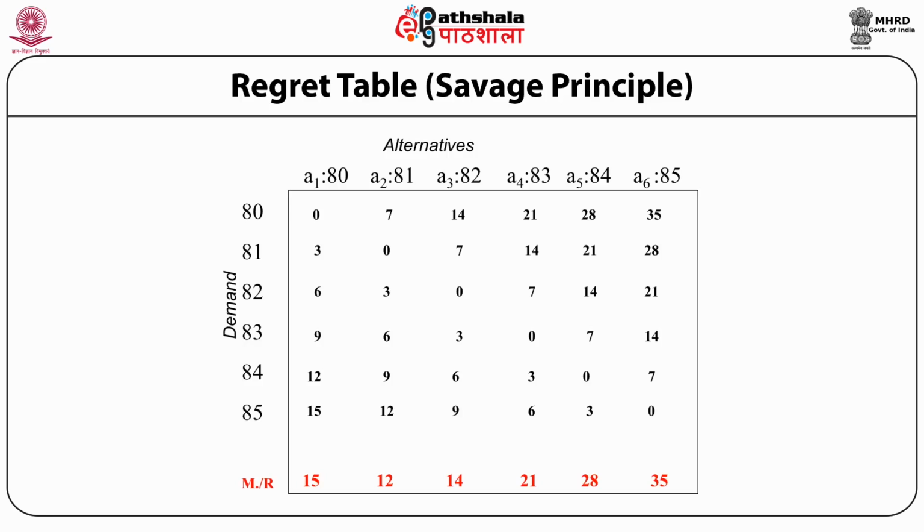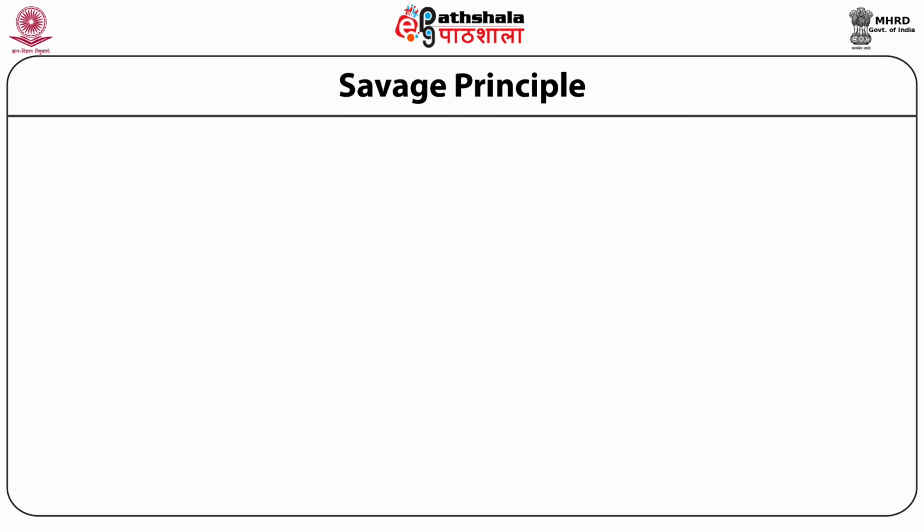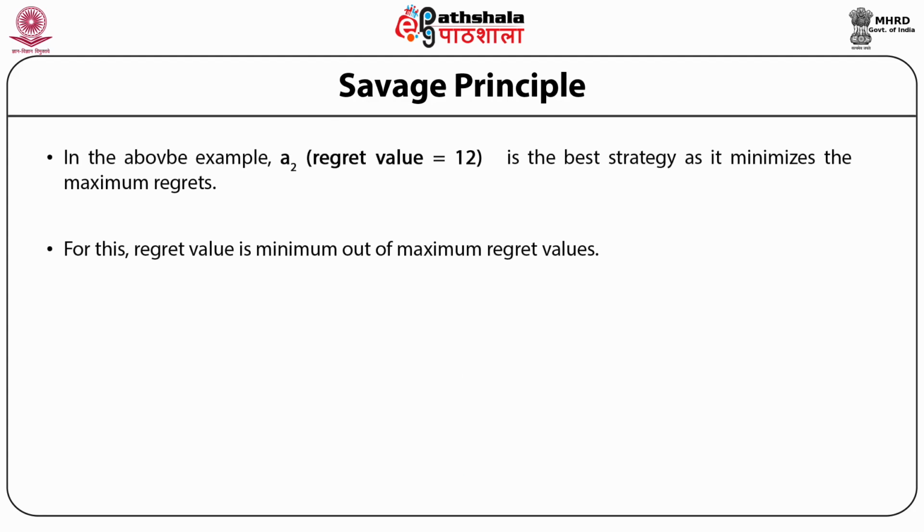Once we have calculated the maximum regrets for all possible alternatives, now we will select the minimum out of these. So it is clear that the minimum value of regret is 12, and it occurs corresponding to strategy A2. So for strategy A2, regret value is 12 and that is the minimum. That's why this is the best strategy according to the Savage principle, and we will adopt this strategy.